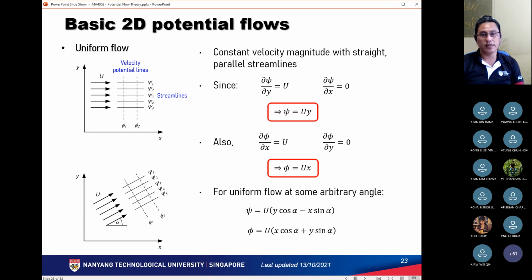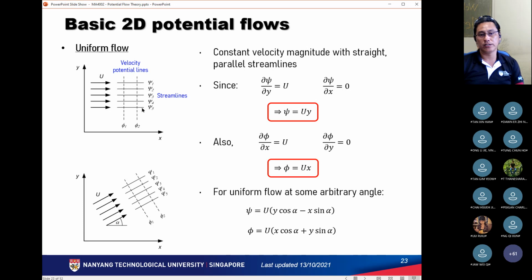So based on that velocity component information, we can essentially relate them to the stream function. Basically, we can express del psi by del y equals cap U, whereas del psi by del x is nothing but equal to 0 because the vertical velocity component is 0. I'm quite sure you guys know how to do partial integrations, such that at the end of the day, by doing our observations, we will be able to arrive at the stream function associated with a uniform flow, which is nothing but psi equals capital U y.